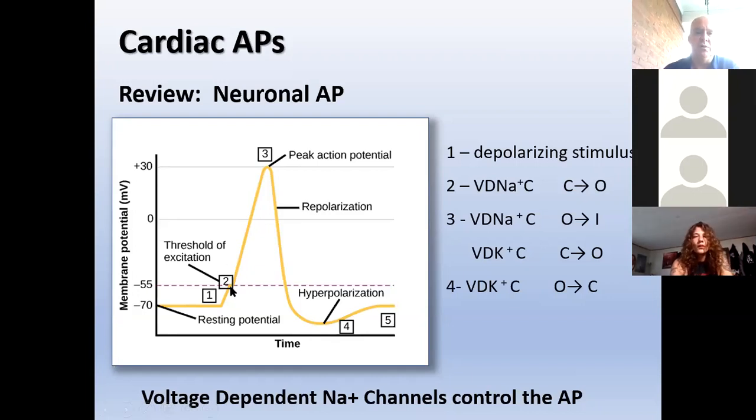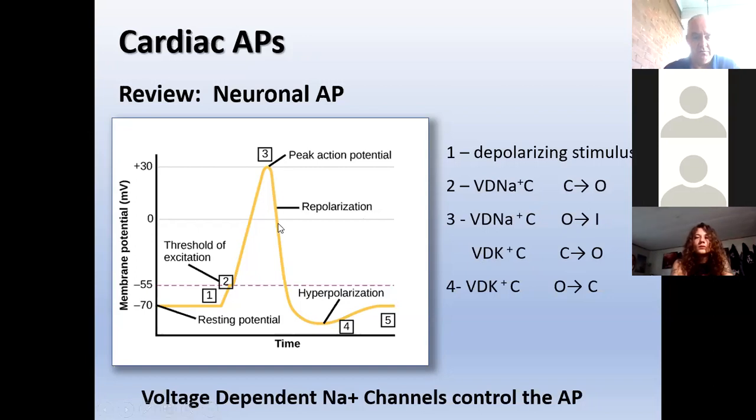Once it does, your sodium channels open. They go from the closed state to the open state, and sodium comes in, so the potential goes towards the Nernst potential of sodium. At this peak, those sodium channels will go from open to inactive, so they can't open again until you repolarize. And at the same time, or really slightly before, right about here, you've got voltage-gated potassium channels going from closed to open. So now you've got positive charges going out, so we're going to repolarize.